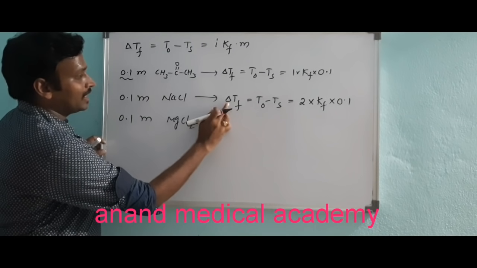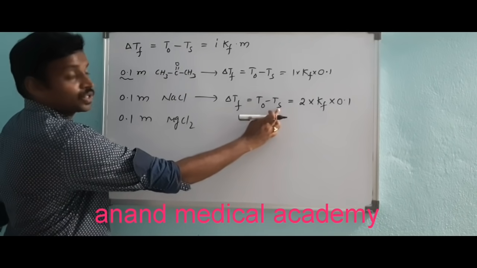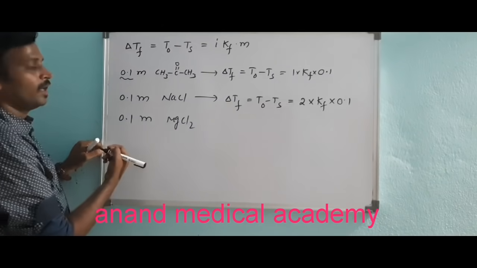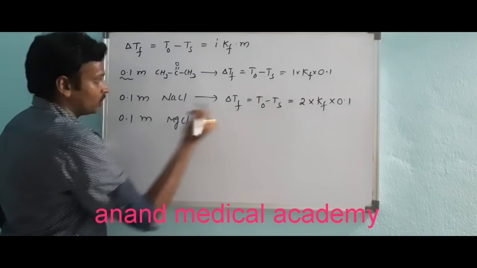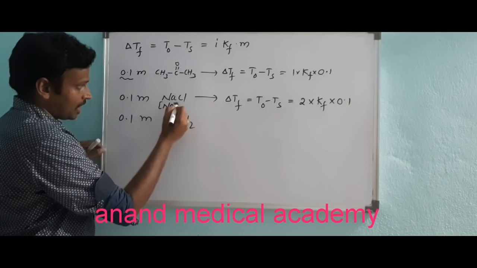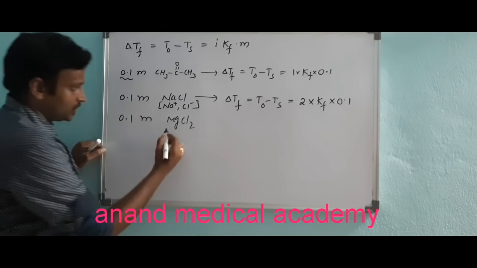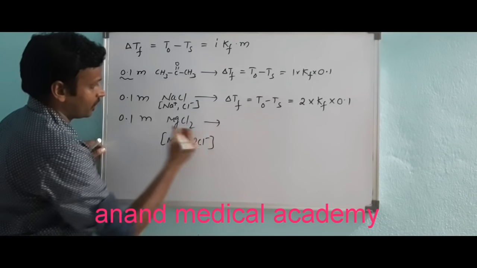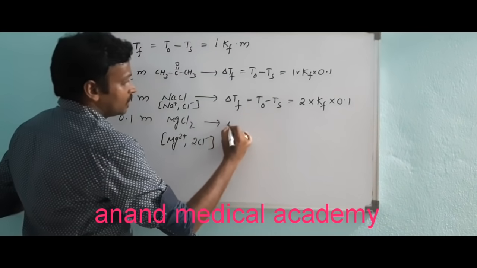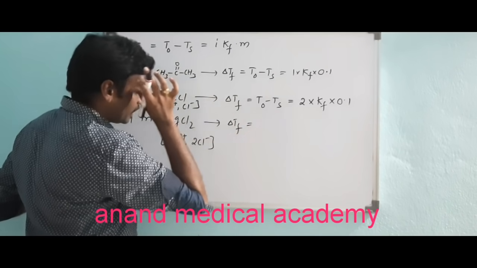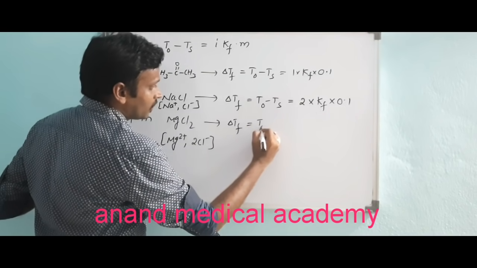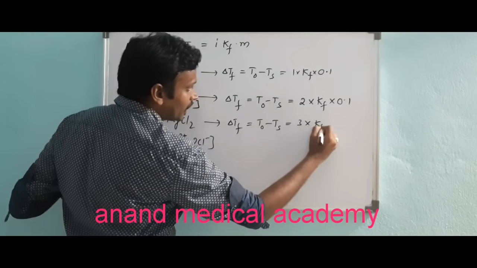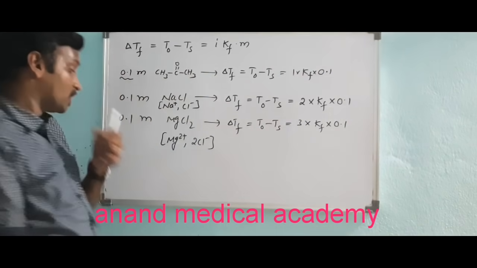Sir, why sir? Delta TF, I told you very clearly, solution freezing point is less. That's why we call it depression. Depression means decreased. Got it? So for NaCl, why do you consider 2? Na+ and Cl-. MgCl2 means Mg2+ and 2Cl-. That means number of ions, 1 Mg and 2 chlorines. So delta TF, T naught minus Ts, is equal to 3 into Kf into 0.1.